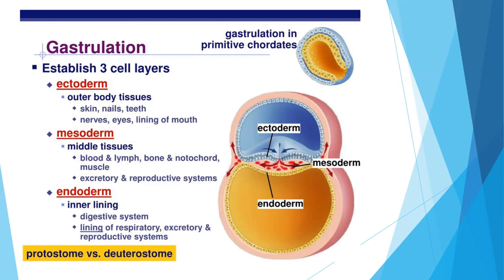So you need to specifically remember which layer forms which body tissue. So ectoderm is the most outer layer, and it forms the outer body tissues, that is the skin, nails, teeth, and it also forms other structures like nerves, eyes, lining of the mouth. Mesoderm forms the middle tissues, that is the blood and lymph nodes, bone and notochord, and muscle. The endoderm forms the digestive system, the lining of the respiratory, excretory, and reproductive systems.